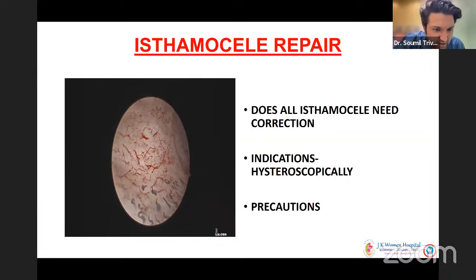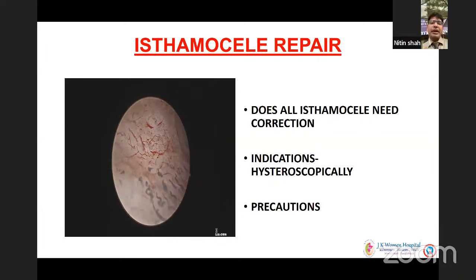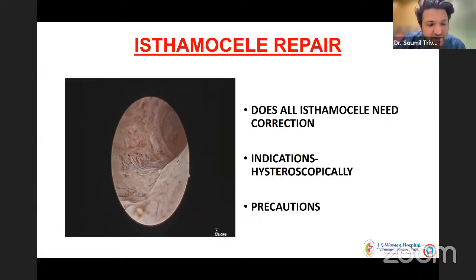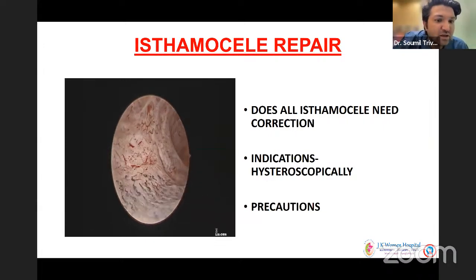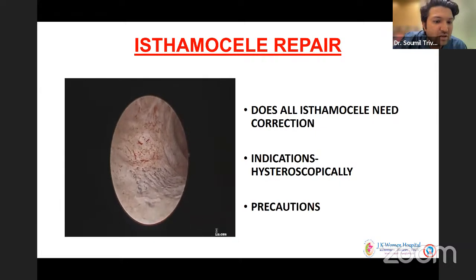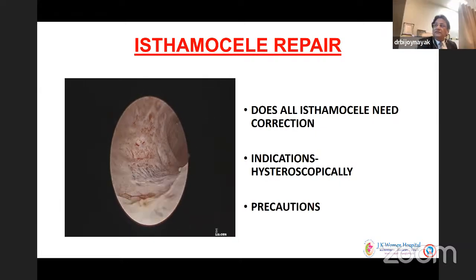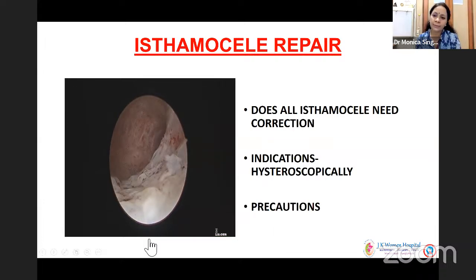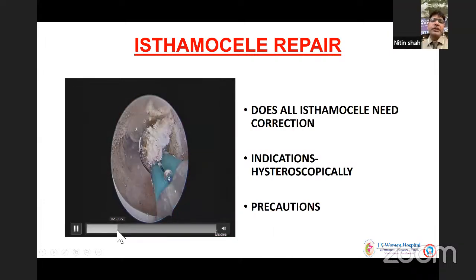Sir, hysteroscopically, if you want to correct the residual myometrial thickness. Sir, adenomasses as well. Isthmocele will be a better option, but it should be done only in symptomatic cases. Only symptomatic. Sir, if the patient wants future fertility, it all depends on that.